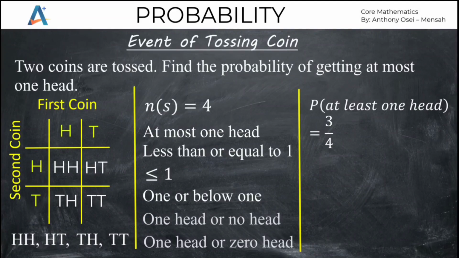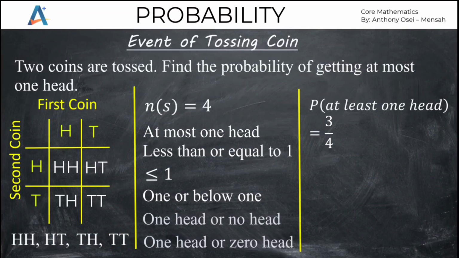So please, this part, take note of it and take your time. At least one head means there should be one head or more. We check here, there are two heads, so disqualify. We check here, one head, so qualify. We check here, one head, one tail, still qualify because one head. Here, there is no head, that means two tails. So this one is qualified. So one, two, three.